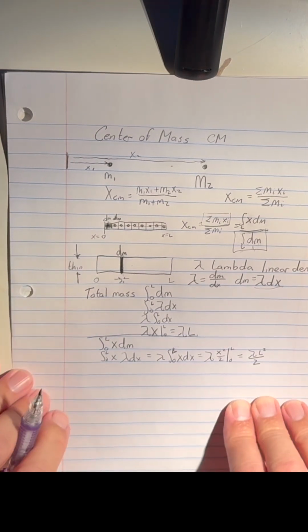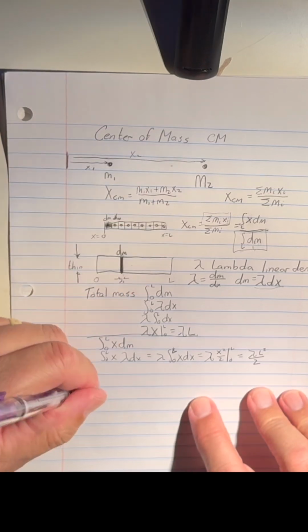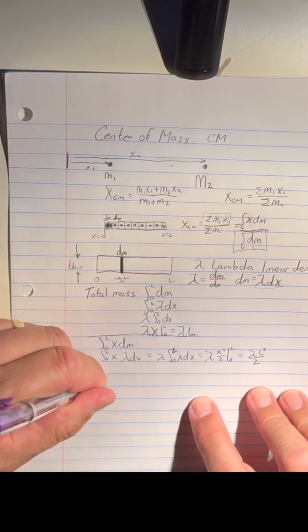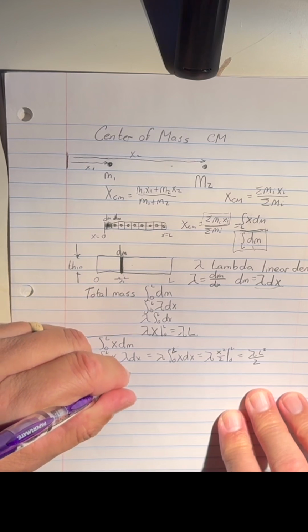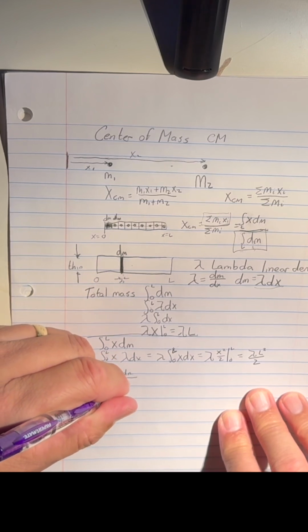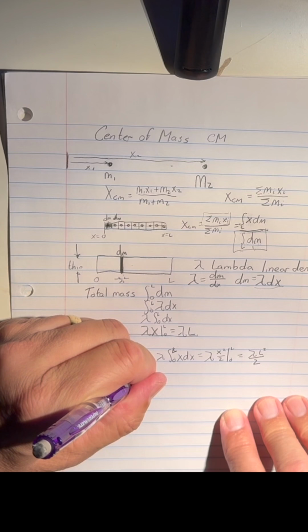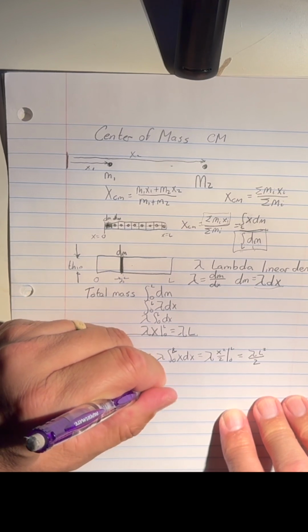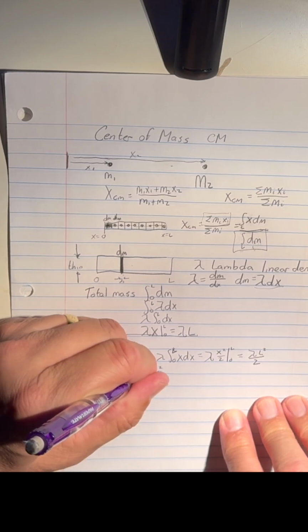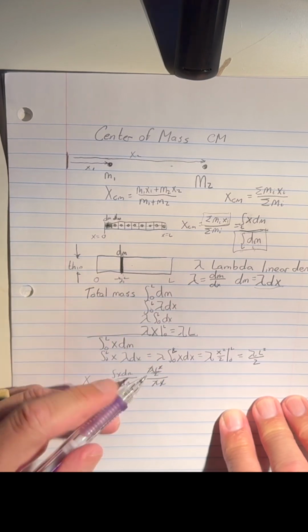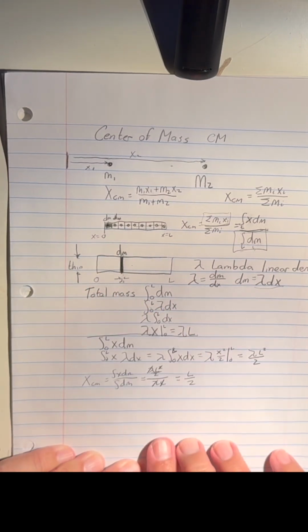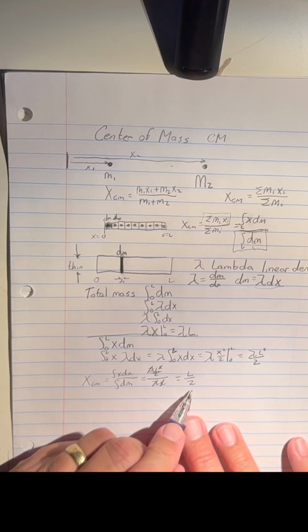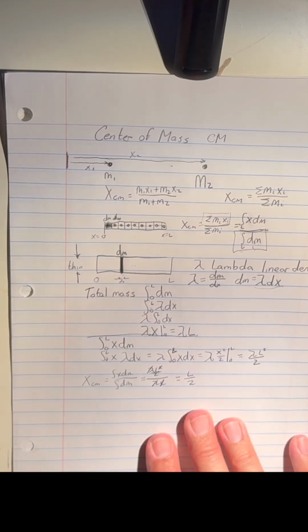So then, to find my x center of mass, it's going to be the integral of x dm over the integral of dm, and that ends up being lambda L squared over 2 divided by lambda L. The lambdas cancel, one L cancels, and you end up with L over 2. So what we've proven is that the center of mass is right in the middle of a uniform object.